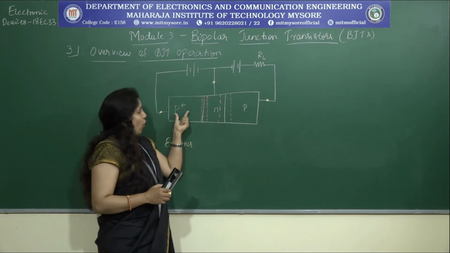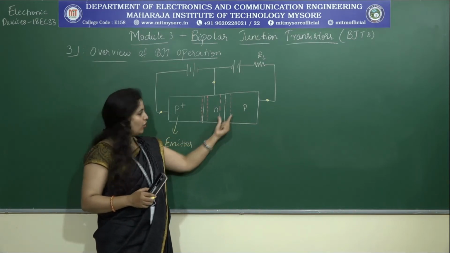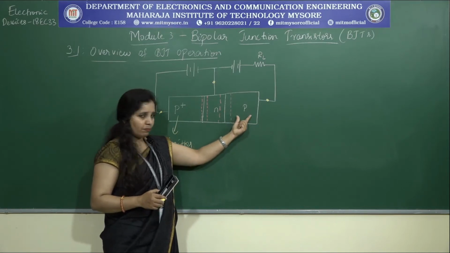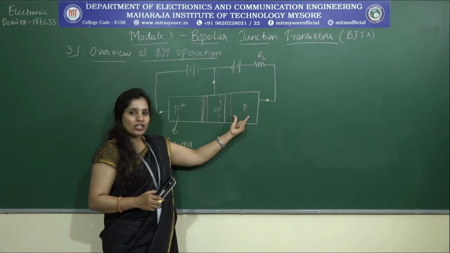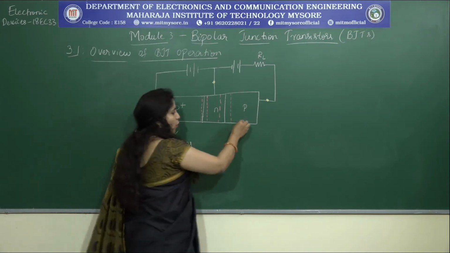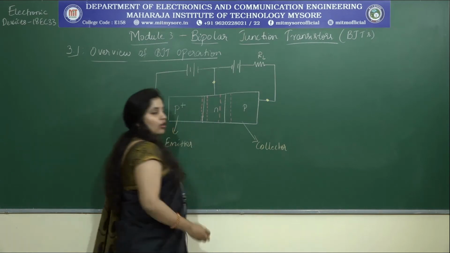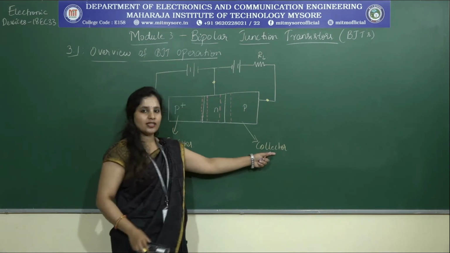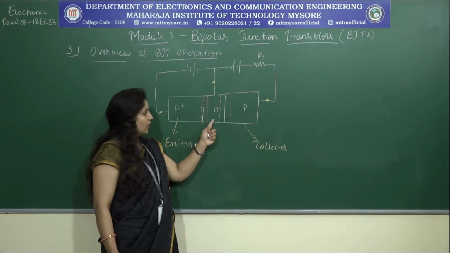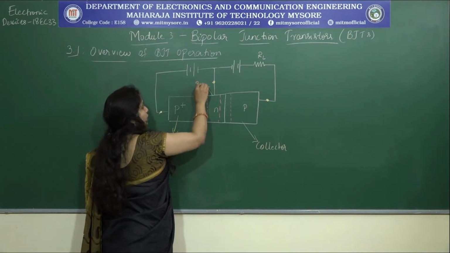Now, whatever holes get injected into the N type will reach the P type because of the reverse bias junction that I have; that drifting takes place. Since this P region is collecting the majority of the holes injected by the P plus type, I represent this layer of the PN junction as the collector, since it is collecting the injected holes from the P plus region. And the region that I have right here is represented as the base region.